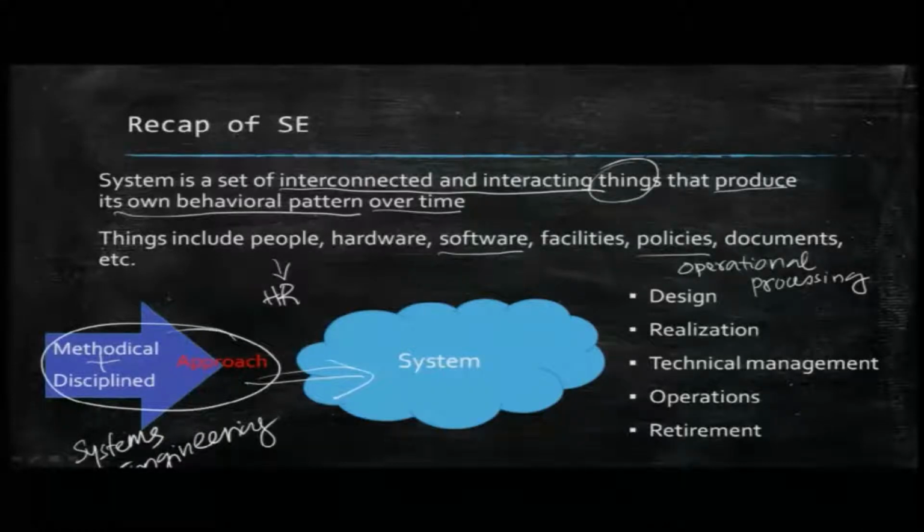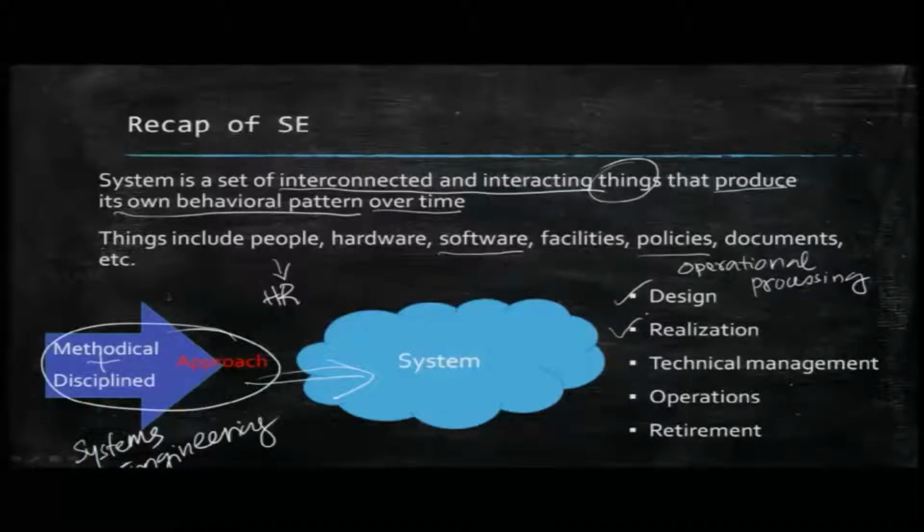The what aspect is designing the system, specifying the parameters or the characteristics of the system, or what it's going to accomplish as an output. Then realization means converting the design to a prototype or a product which can be deployed or used by a customer to realize a specific capability or fulfill a need.